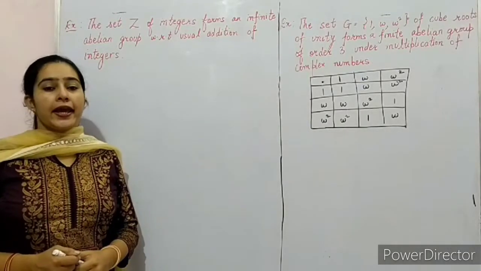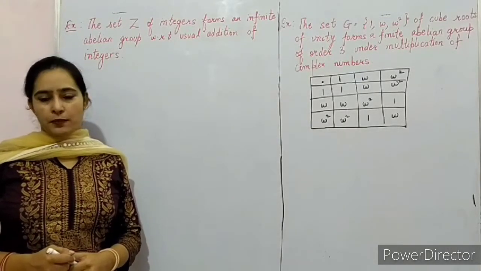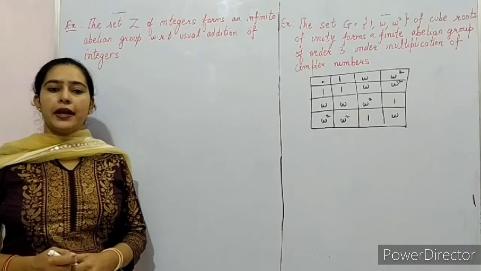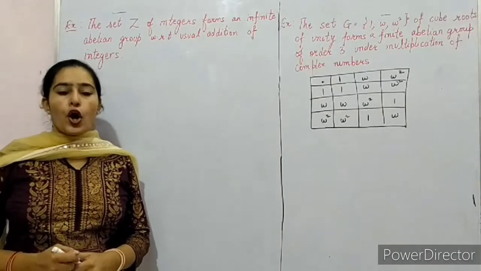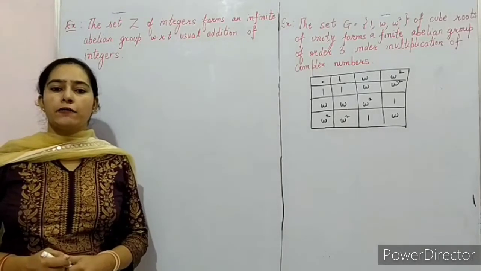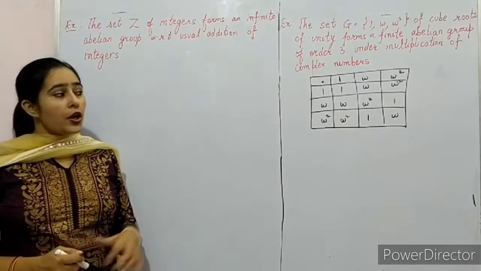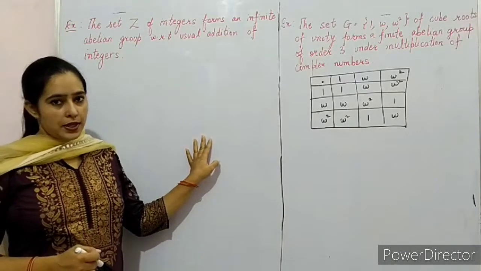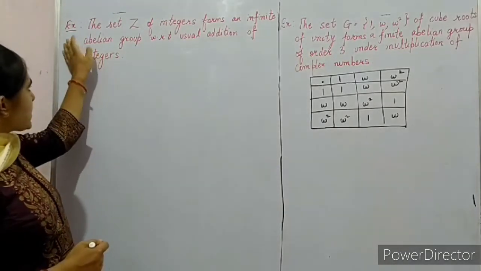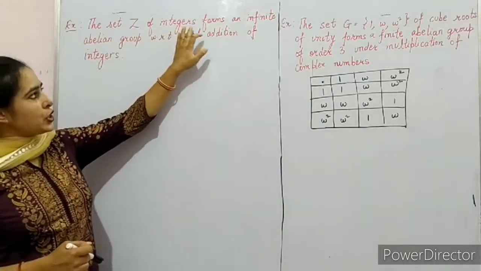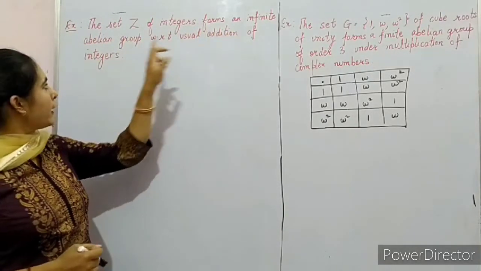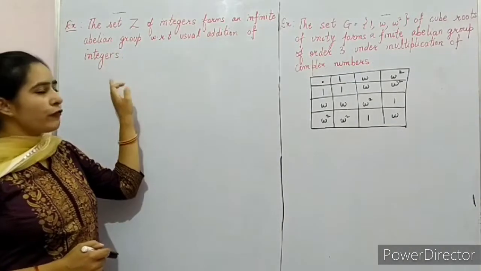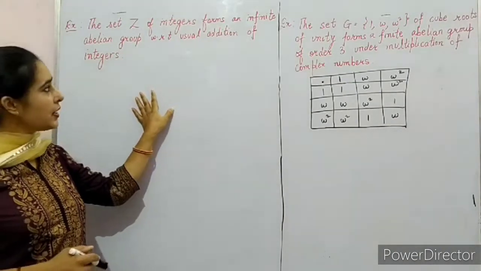Hello students, in the previous lecture of abstract algebra, we had discussed the definition of group, abelian and non-abelian groups, order of a group, finite and infinite groups, etc. Now we shall proceed with some examples of groups. Let's discuss. First example is the set Z of integers forms an infinite abelian group with respect to usual addition of integers. We have to prove this.